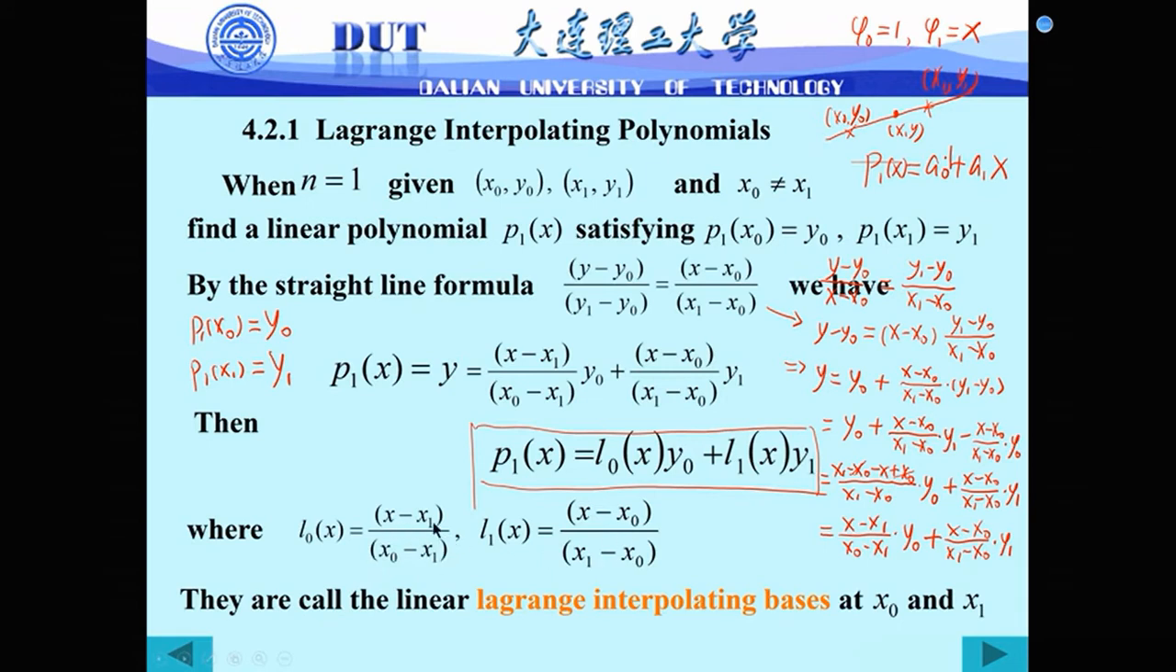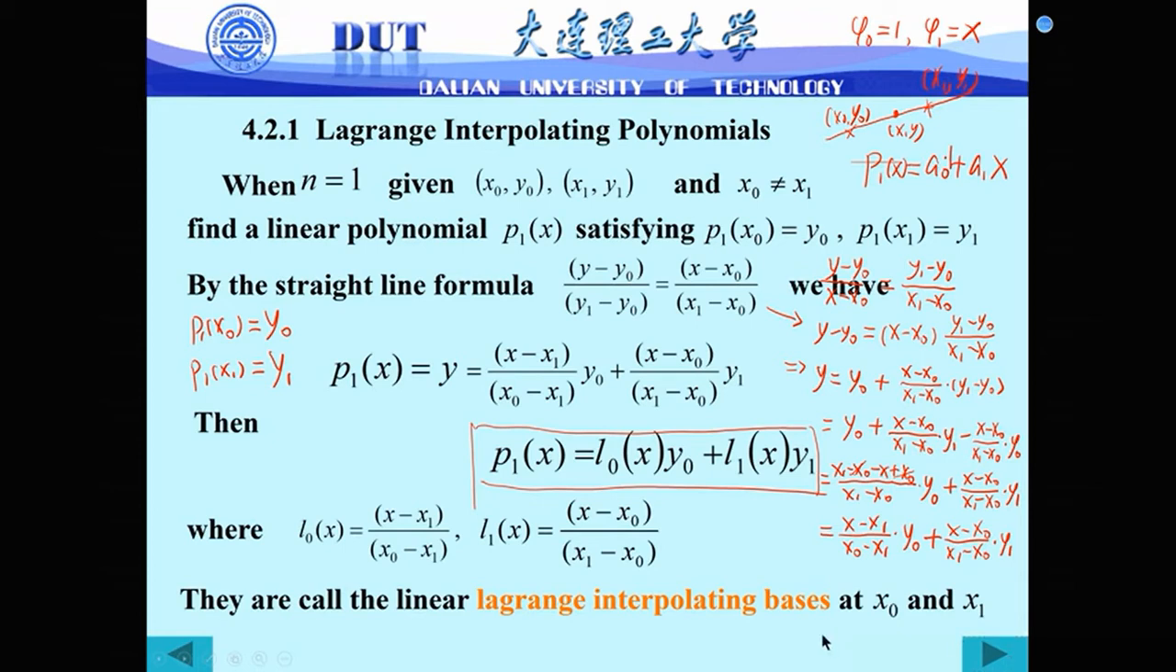Now you see x minus x1 divided by x0 minus x1, and here x minus x0 divided by x1 minus x0. Maybe you will think these two functions are more complex than those two basis functions, but don't worry about it. Later I will show you why we like to use these two bases. But firstly, you should understand that we can obtain this straight line by this formula.